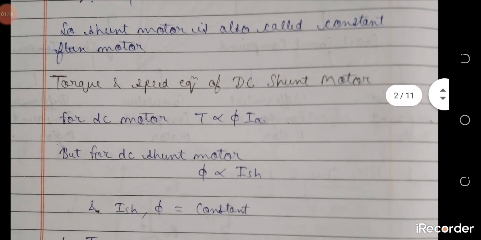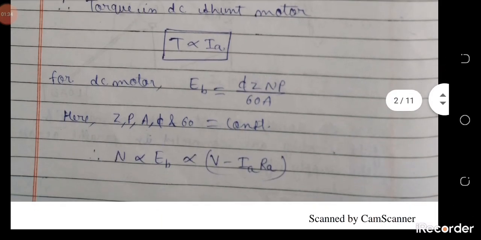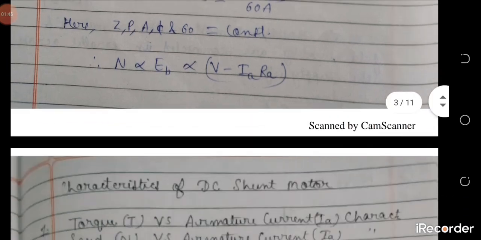Now torque and speed equation of DC shunt motor. For DC motor, torque is proportional to phi multiplied by Ia, but for DC shunt motor, flux is proportional to ISH, and phi equals constant. So torque in DC shunt motor T is proportional to Ia. For DC motor, back EMF Eb equals phi Z Np upon 60A. Here Z, P, A and 60 are constant. So N is proportional to Eb, which is proportional to V minus IaRa.